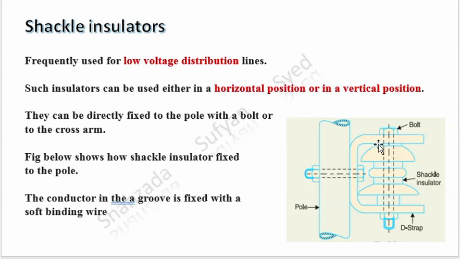As you can see in this figure, there is a bolt on the top of the string, and through this bolt the insulator discs are connected with the pole. The conductor in the groove is fixed with a soft binding wire. As you can see, this D strap between which the insulator is placed is fixed with a bolt.